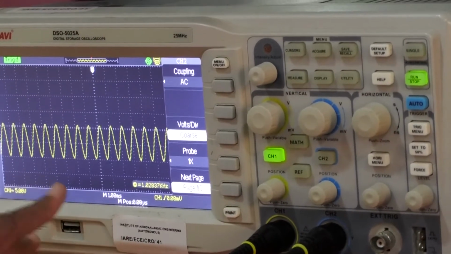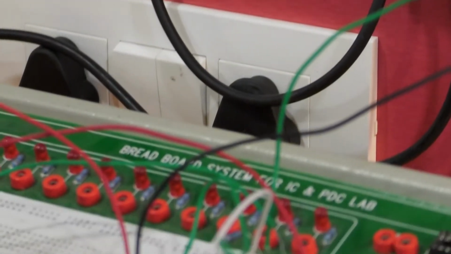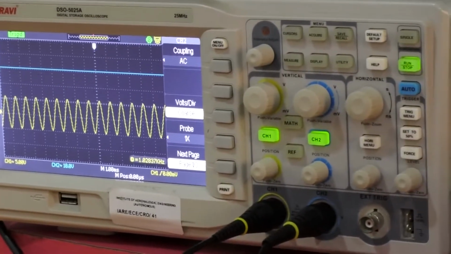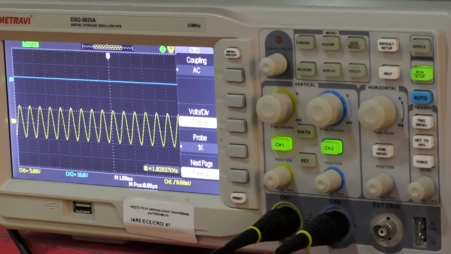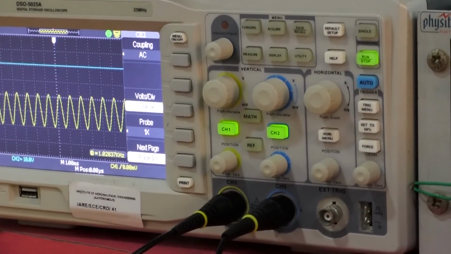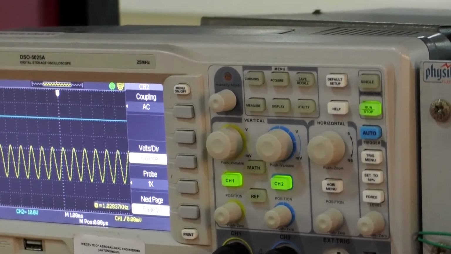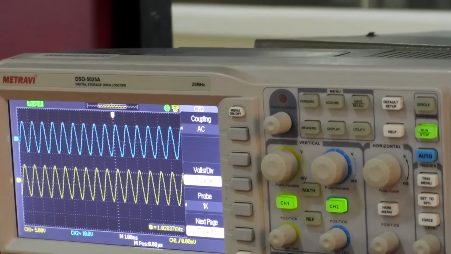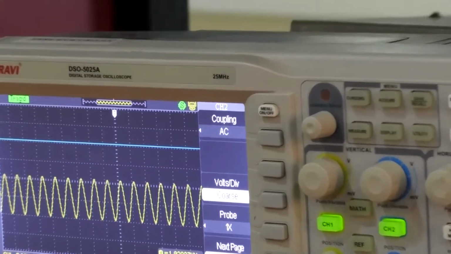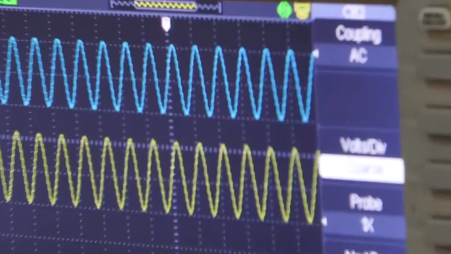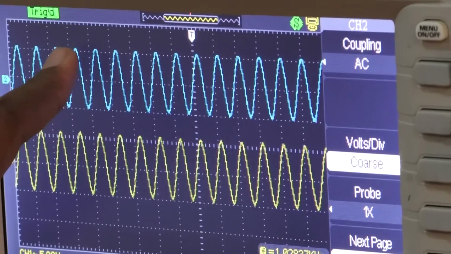So based upon this channel 1 input signal, we are going to observe the output which we have connected in the channel 2. So here if you press the channel 2 in this digital CRO, you will get the corresponding output which is obtained based upon the input which we have applied to this operational amplifier. See here, if you observe, this is the input signal and here it is the output signal.